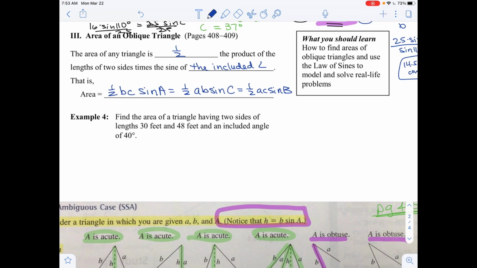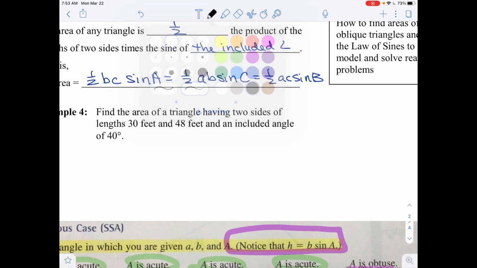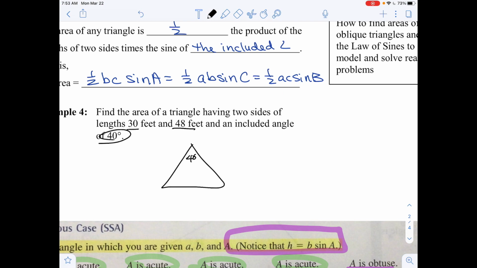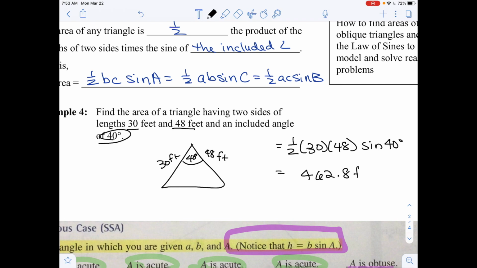Okay, so let's go ahead and finish off this example and then we'll be done. Find the area of a triangle having two sides of lengths 30 feet and 48 feet, with an included angle of 40. If I were to draw this, this is our included angle, this is 30 feet, and here's 48 feet. To find the area, I know we're going to have 1/2 of the two sides times its included angle. Plug that straight into your calculator, make sure your mode is in degrees, and we get 462.8 feet squared.